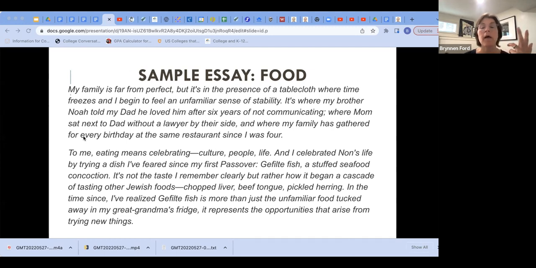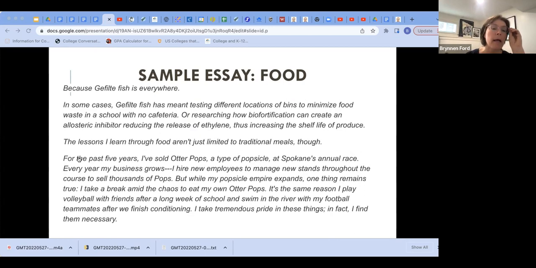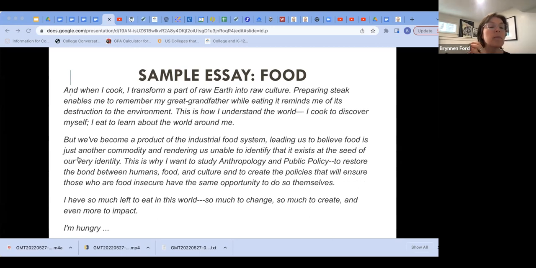Then we turn to food as celebration. So that's another bead or example. And then we've got more specifically about gefilte fish and Jewish food. And then we've got the Otter Pops example. And then we've got his waxing academic interest in food and his environmentalism. Okay, so that's another sort of bead. And each of those beads has a value associated with it. And so you could go through and think about what values come out here.